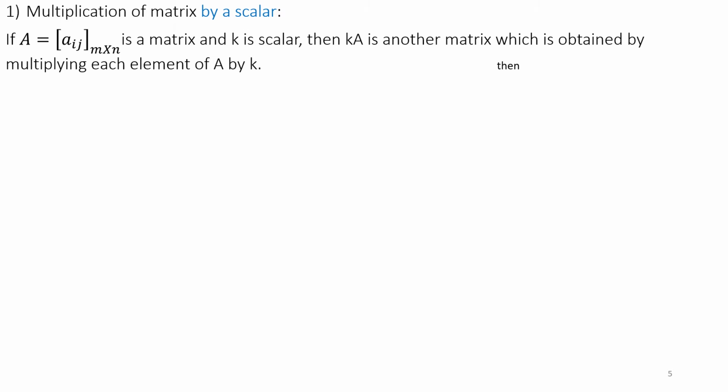If A is equal to [Aij] of the order m by n, a matrix, and K is a scalar, then KA is another matrix which is obtained by multiplying each element of A by K. Please note, we are multiplying a matrix by a scalar quantity K. Let us take an example.